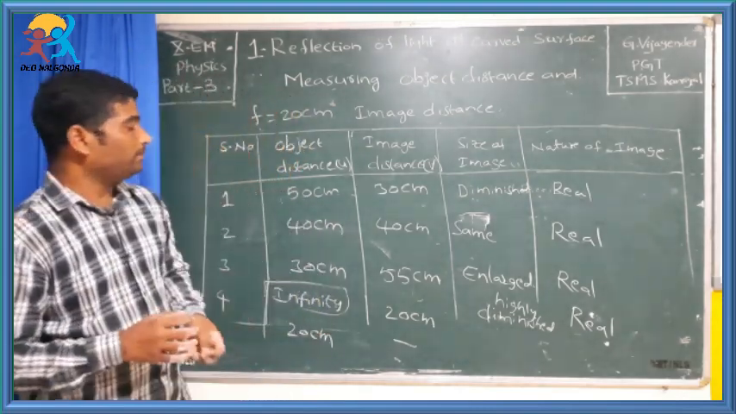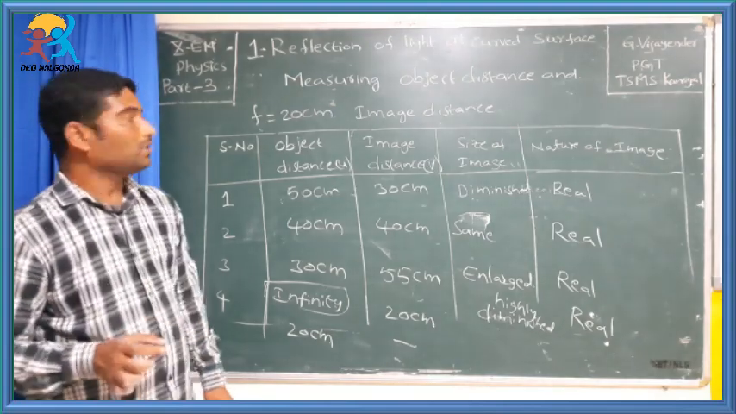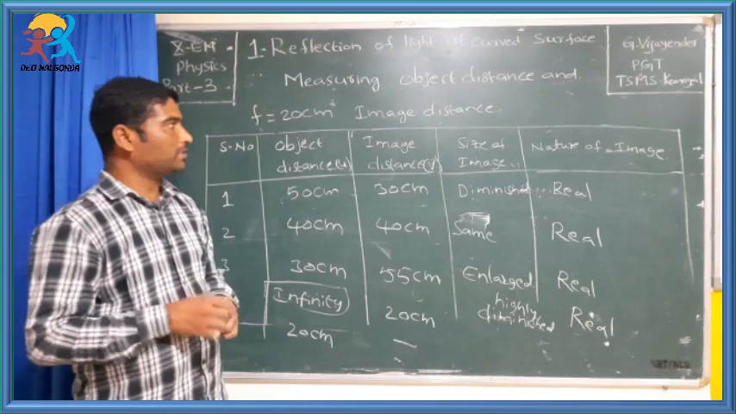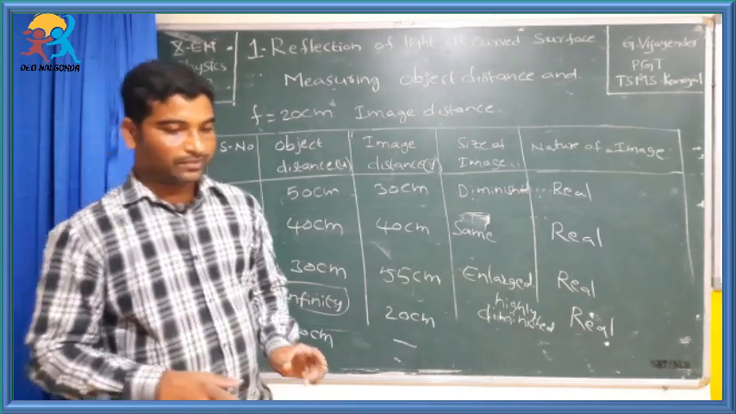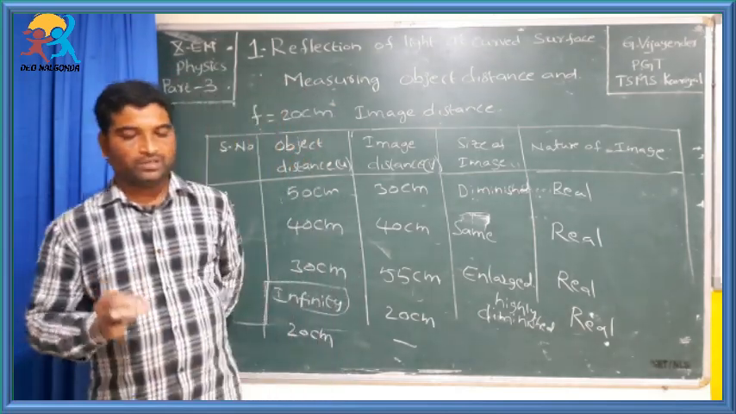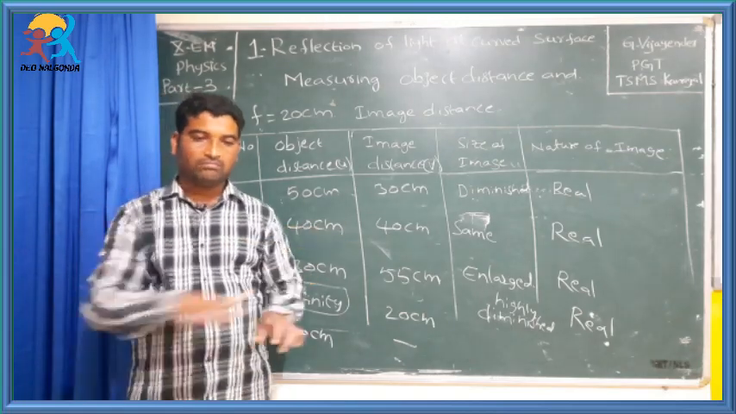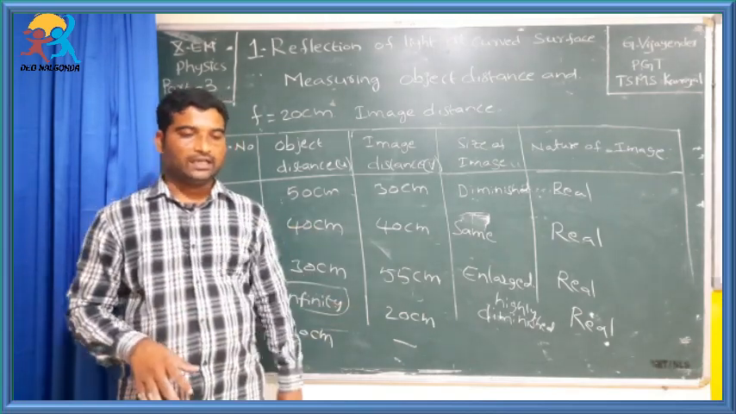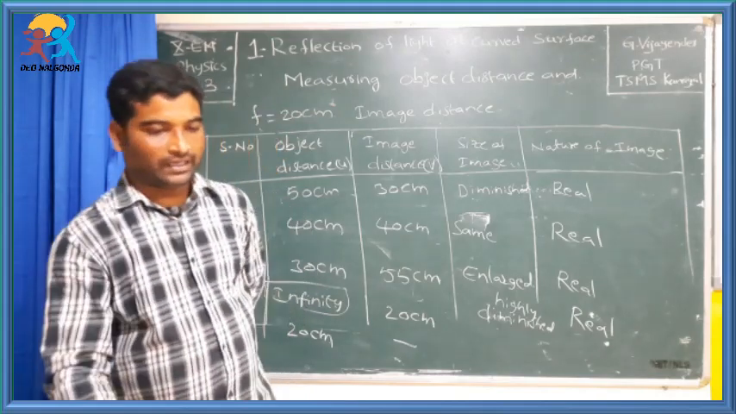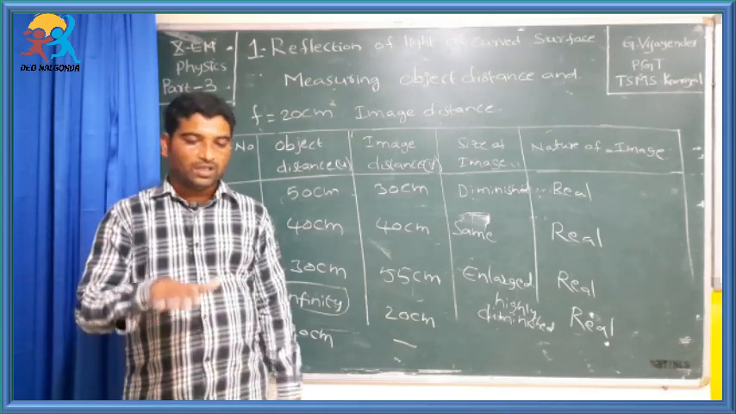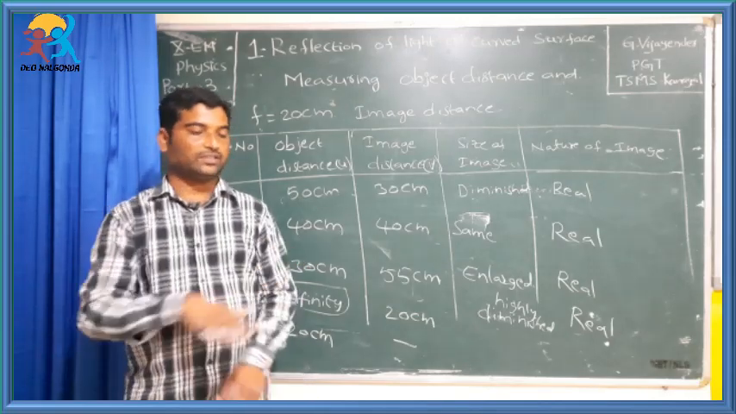The precautions to take in measuring the object distance and image distance in this experiment are that the concave mirror, screen and object should lie on the same axis, and the flame and mirror must be, and the screen must be, below the principal axis. Then we can get a sharp image.